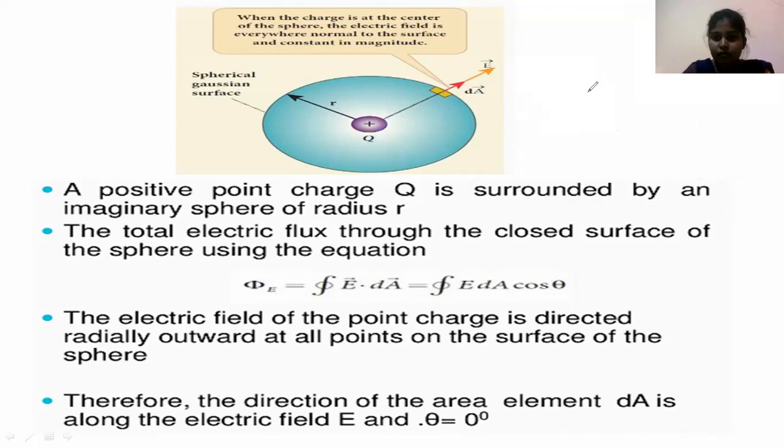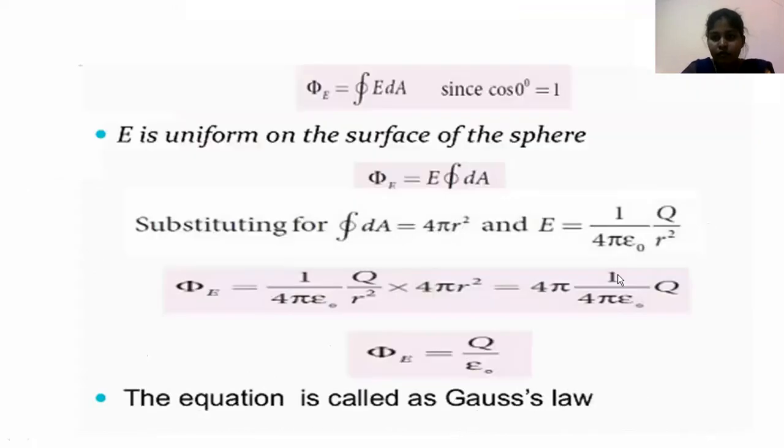So E is equal to 1 by 4 pi epsilon naught Q by R square. Now substituting this value in the other equation, 1 by 4 pi epsilon naught capital Q by R square into 4 pi R square, the 4 pi and R square get cancelled. So phi is equal to Q by epsilon naught.